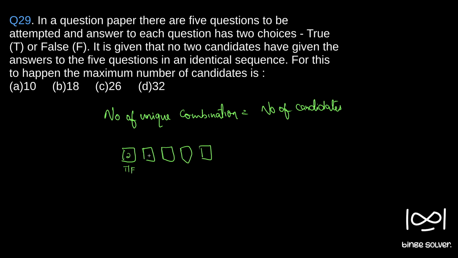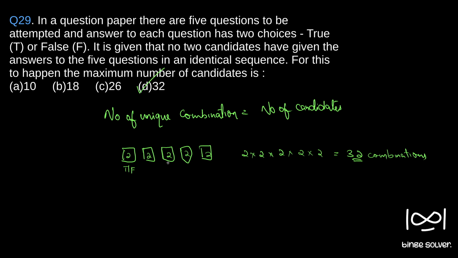So two possibilities. So the total number of combinations that is possible is the product of this: 2 into 2, which is 4, 4 into 2, 8, 8 into 2, 16, 16 into 2, 32. So there are 32 unique combinations possible, which is the same as the number of candidates. So we are asked the maximum number of candidates. So the solution is D, 32.